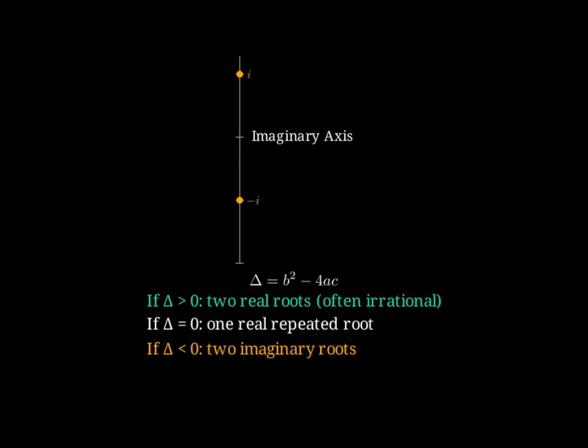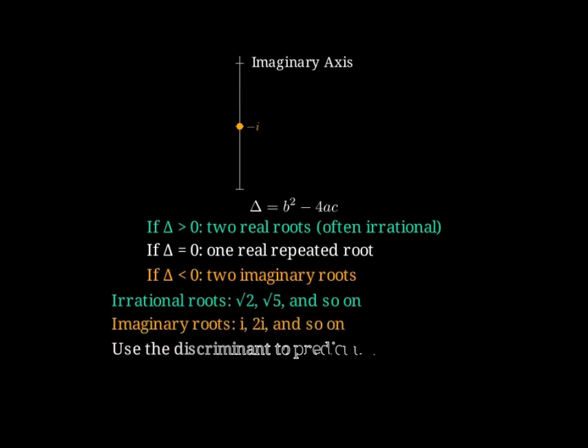Let's summarize. Irrational roots appear when the square root does not simplify, like plus or minus square root of 2. Imaginary roots appear when the square root involves a negative number, like plus or minus i. Both types are common in polynomial equations and are fully valid solutions.